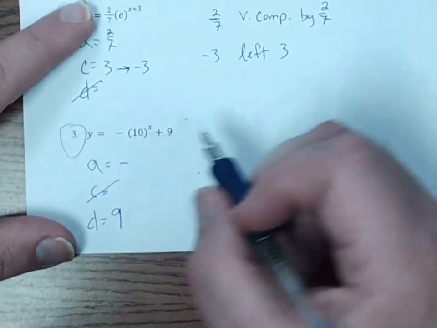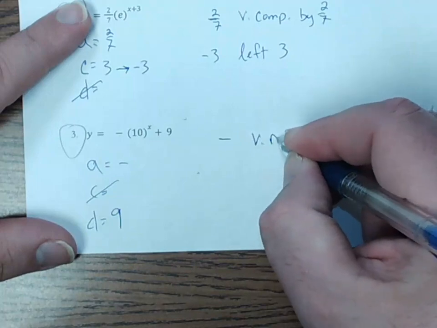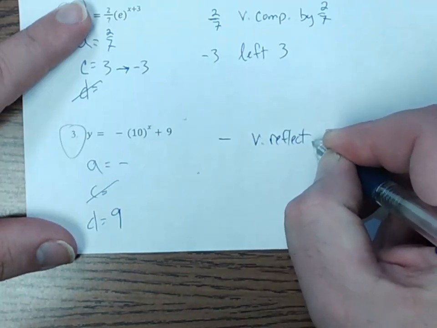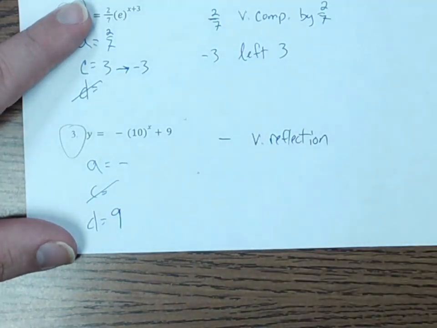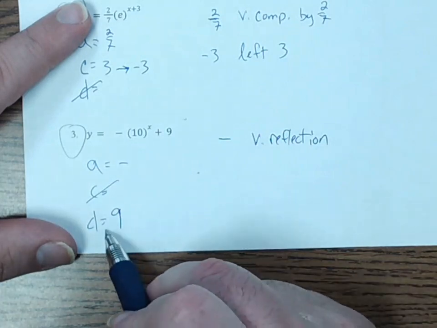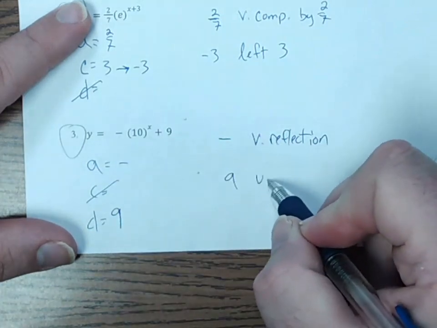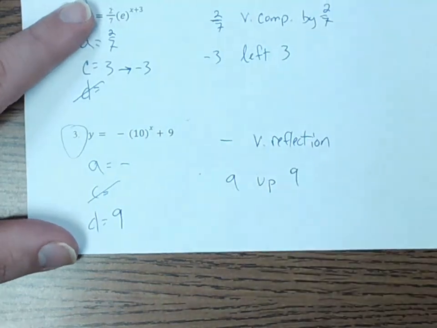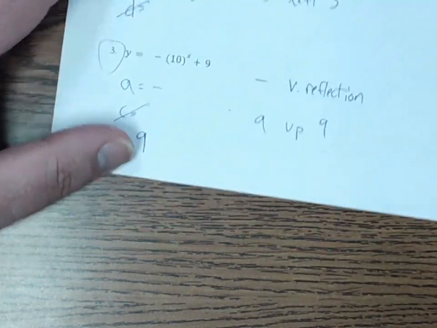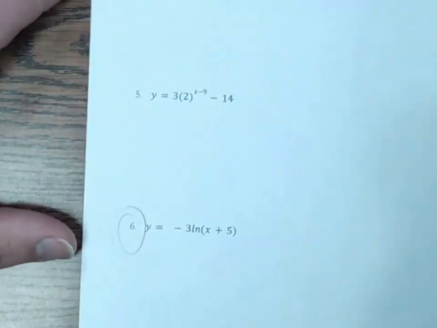So let's interpret these. The negative means there's a vertical reflection, or if you want a reflection over the x-axis, that's fine. And then a D value of 9 means we're going up 9. That's not too bad, huh? So far, so good. Just do a couple more and we'll call it a day.